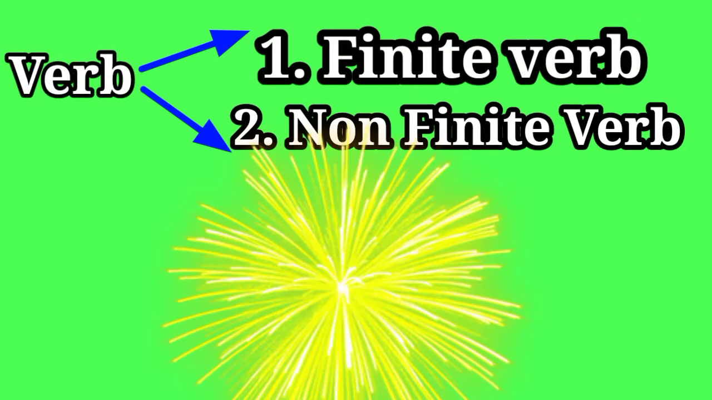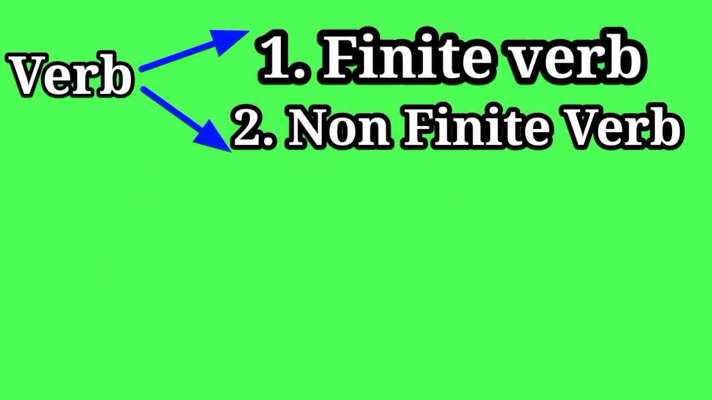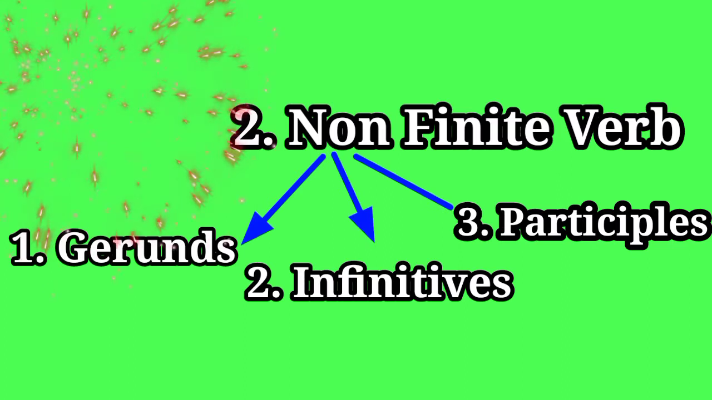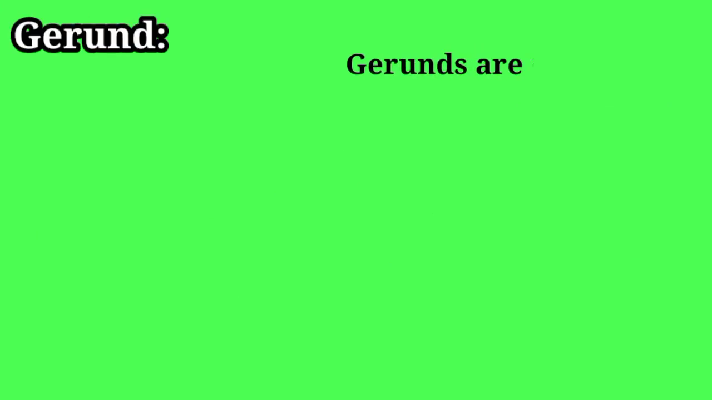Verbs are classified into two types: one is finite verb and the second one is non-finite verb. And non-finite verbs are classified into three parts: one, gerunds; second, infinitives; and third, participles.